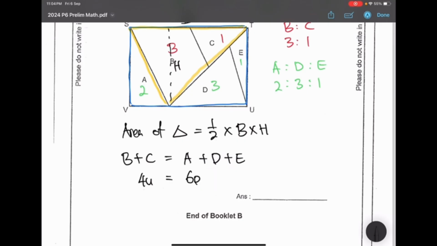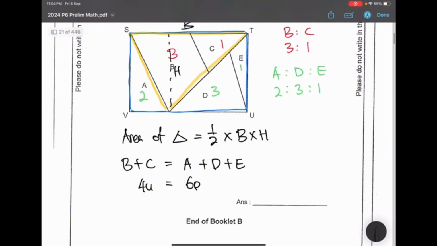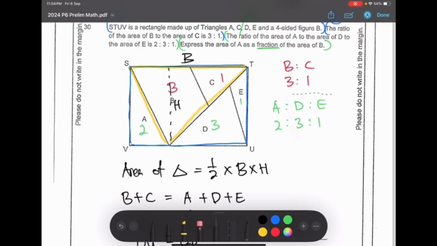Now, what I want to do is to equate them. I want to find a common multiple so that I can make them the same. So I will have 12 units here equals to 12 parts. Right, so for B and C, what I did was 2 times 3. And for A, D and E, what I did was 2 times 2. From here, I want to bring this down so I can change it.